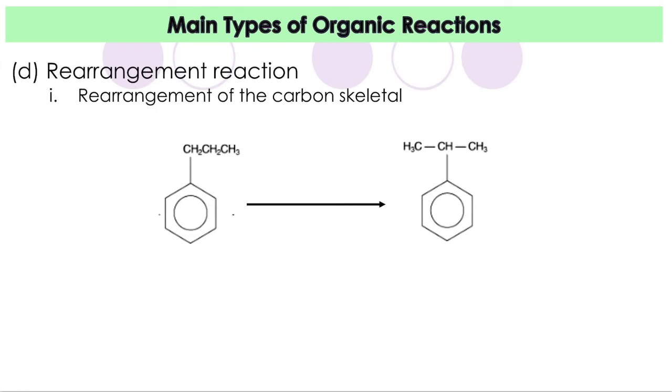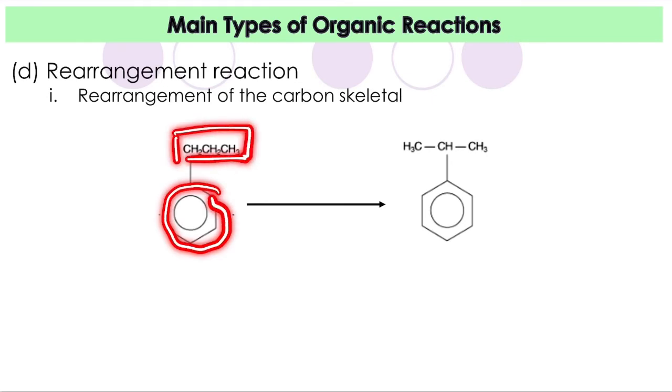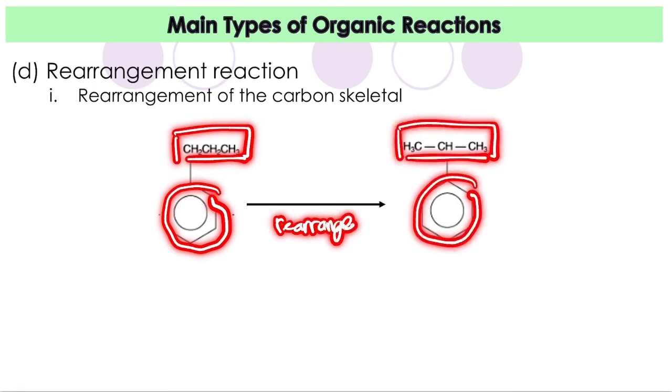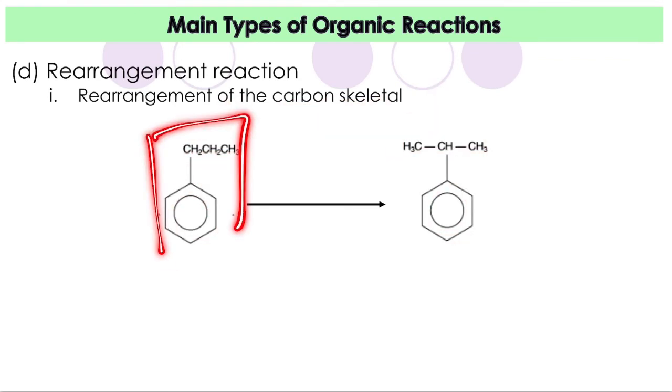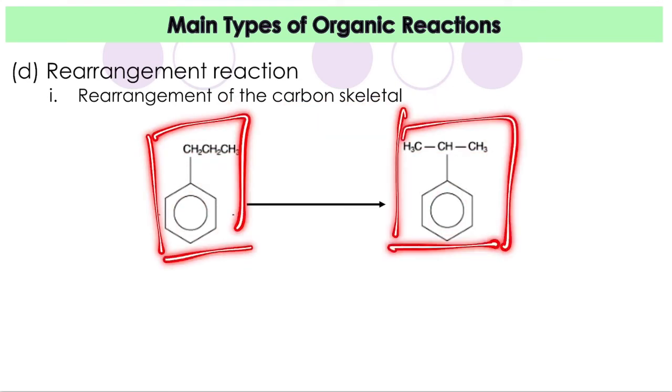So kalau kita lihat di sini, okay, this benzene ring is attached to CH2, CH2, CH3, and then it will rearrange to create another isomer yang mana dia akan attach dengan CH3, CH dan CH3. So kalau kita tengok, dia punya carbon skeletal berbeza. Okay, carbon skeletal dia berbeza tapi molecular formula dia masih sama.